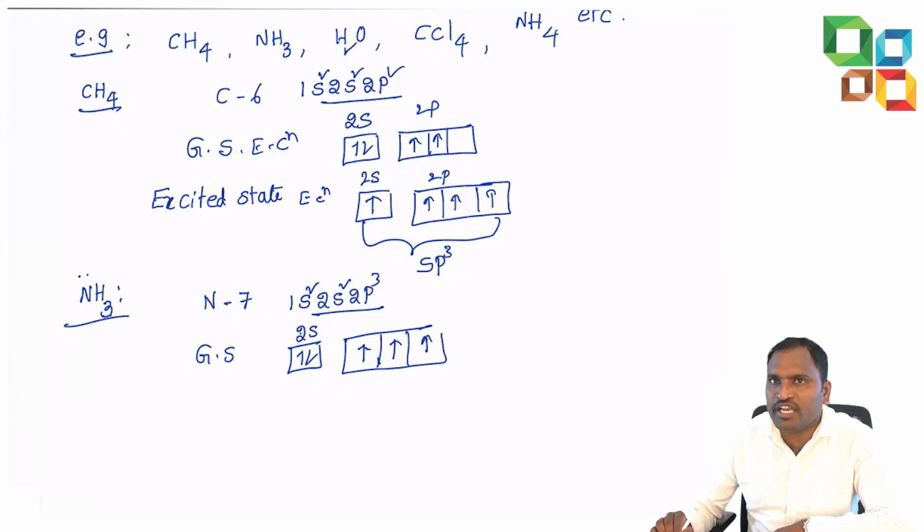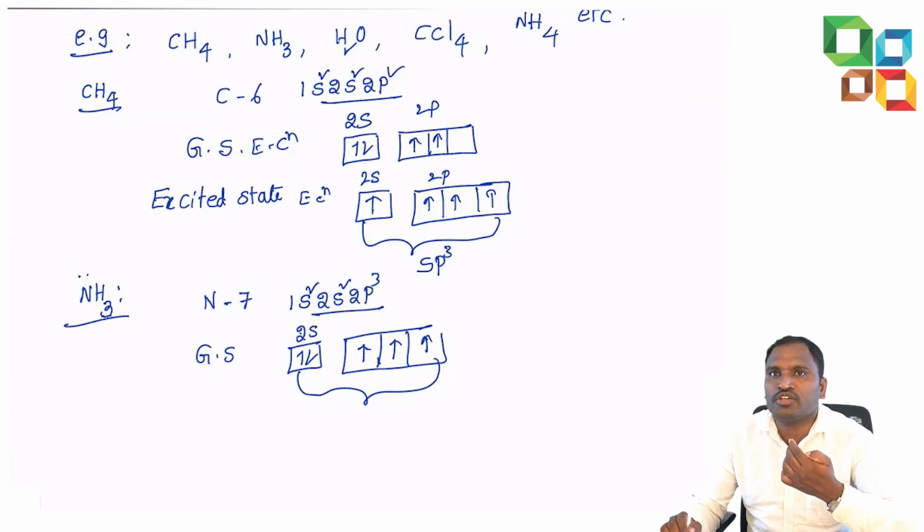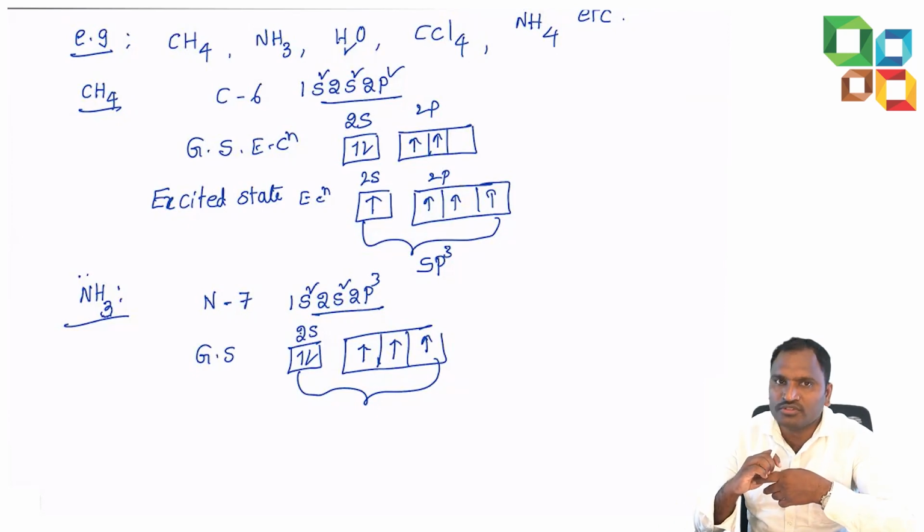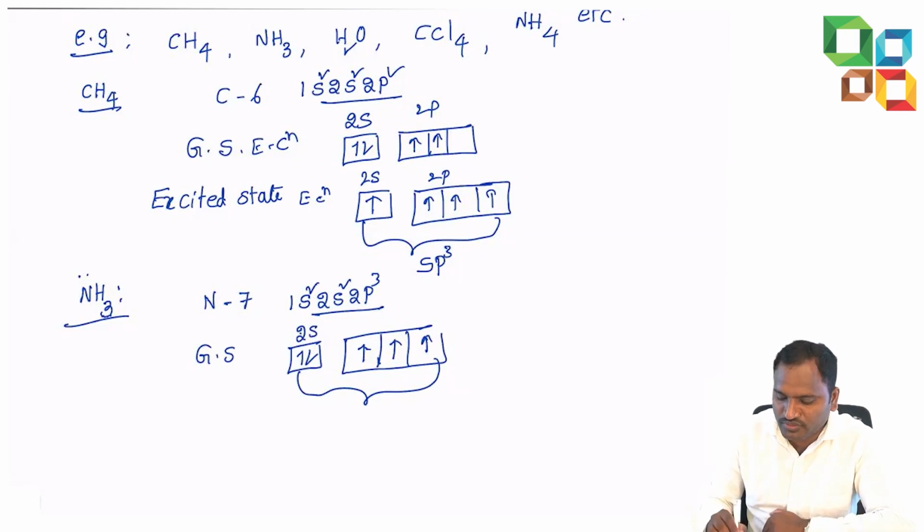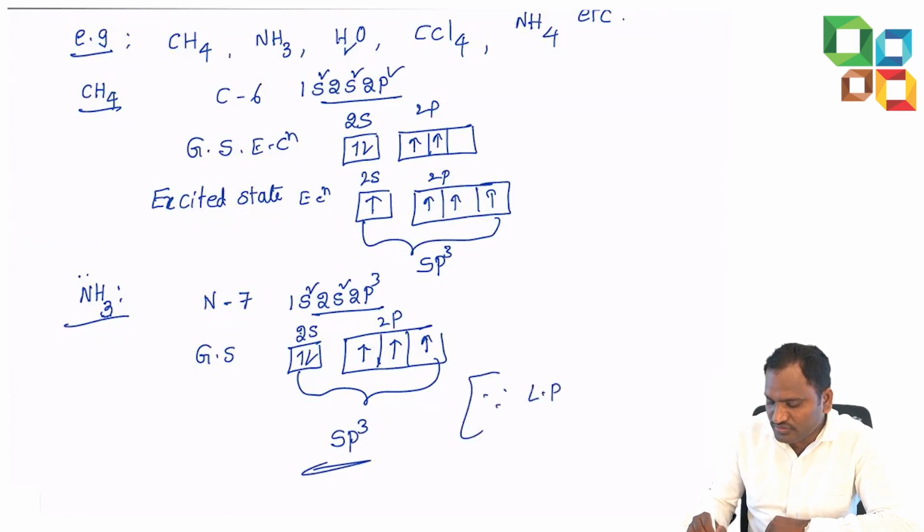And then how to decide the hybridization? The lone pair also you have to consider, because it is also going to affect the geometry of the molecule. So the lone pair of electrons also affects the shape of the molecule. We have to consider this. So sp3 hybridization. In the features I told you, lone pair also we have to consider.